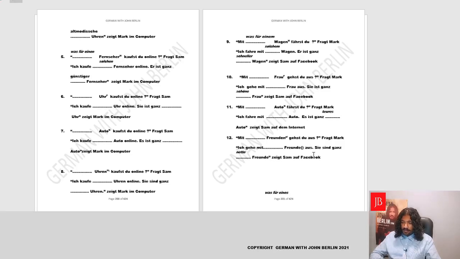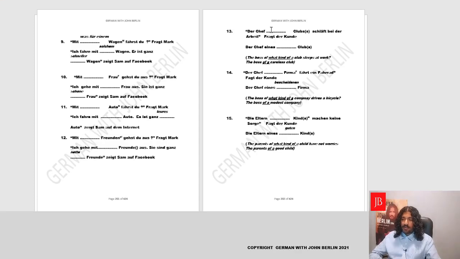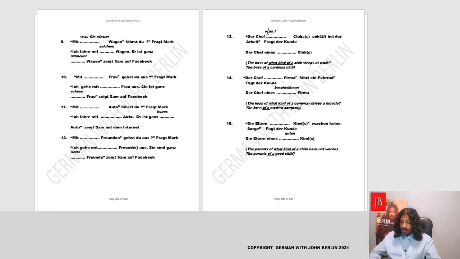And let me take you to the next kind of articles which we have here in genitive. So basically it begins here. All right. The boss of what kind of a club sleeps at work, asks the customer. The boss of a careless club. So let's find out. The boss of what kind of a club? Club is masculine, yes? Since it's masculine, we could write was für.